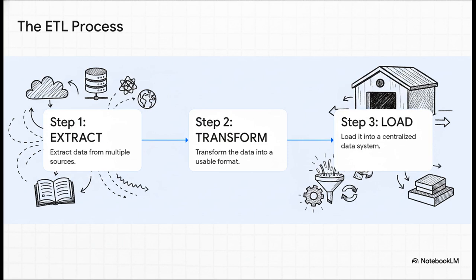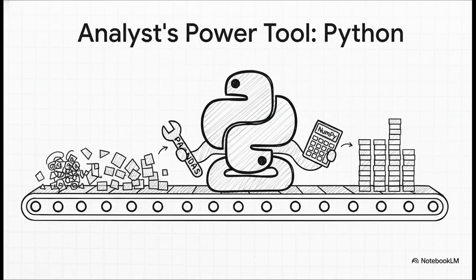Let's just break that down real quick. It's pretty straightforward. First, you extract the data from all the different places it lives. Then you transform it. That's the cleaning, the standardizing, getting it all into the right shape. And finally, you load that nice, clean data into one central system, like a data warehouse, where it's all ready to go.